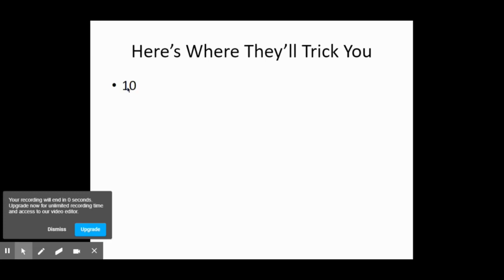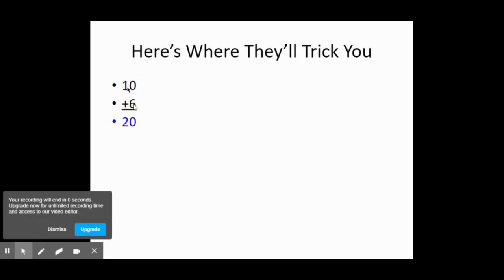All right, here's where they'll trick you. The number 10, how many sig figs do we have? The number 6, how many sig figs do we have? Well, it doesn't matter, place of least significance. The 10 is significant in the tens place. This 0 is not significant. The 6 is in the ones place.